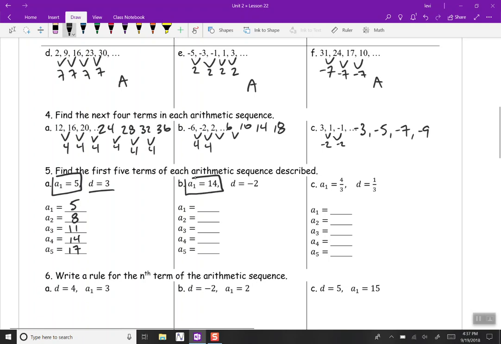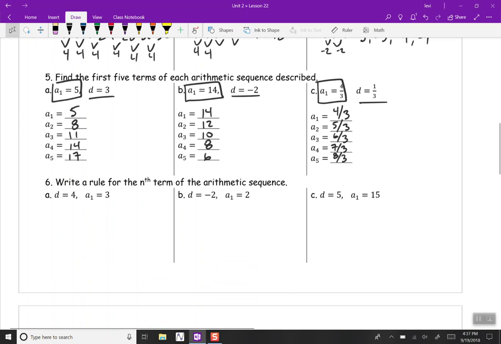This is saying the first term is 14. And our common difference, we're subtracting 2, so that would be 12, 10, 8, and 6. Our first term is 4/3, and we're adding 1/3, so that would be 5/3, 6/3, 7/3, and 8/3.